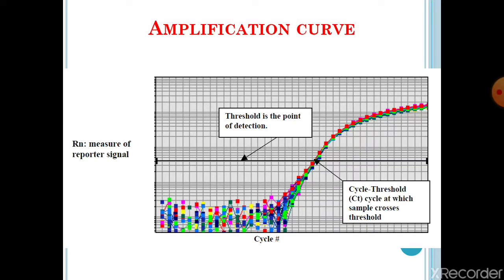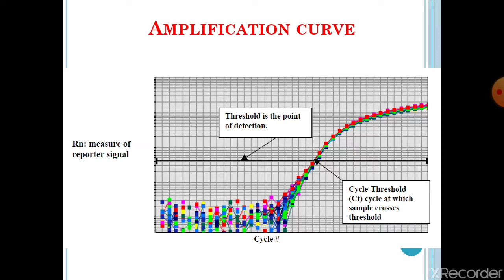Now let us understand it better by another curve, which is the amplification curve. On the x-axis we have the number of cycles, on the y-axis we have the measure of the reporter signal. The combination of FRET and 5' nuclease activity of AmpliTaq Gold DNA polymerase enables the 5' nuclease assay and the instrumentation to collect the data in real time.